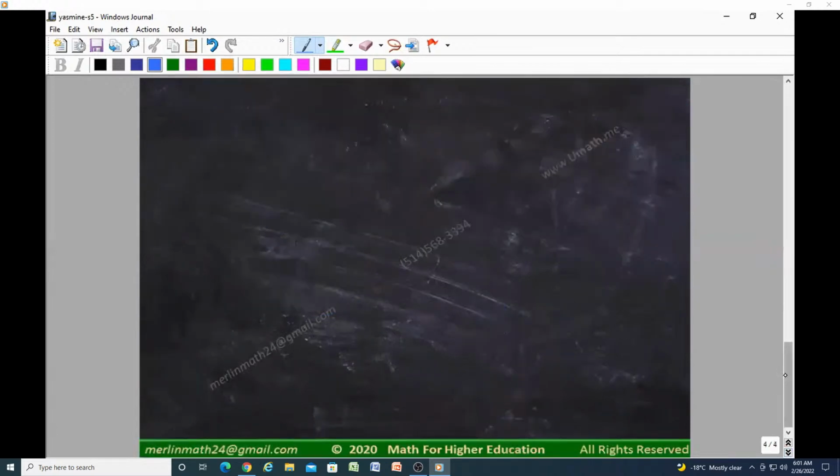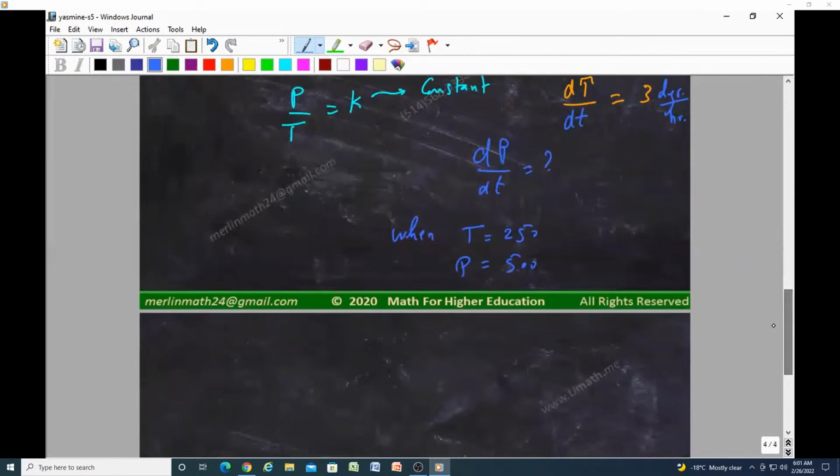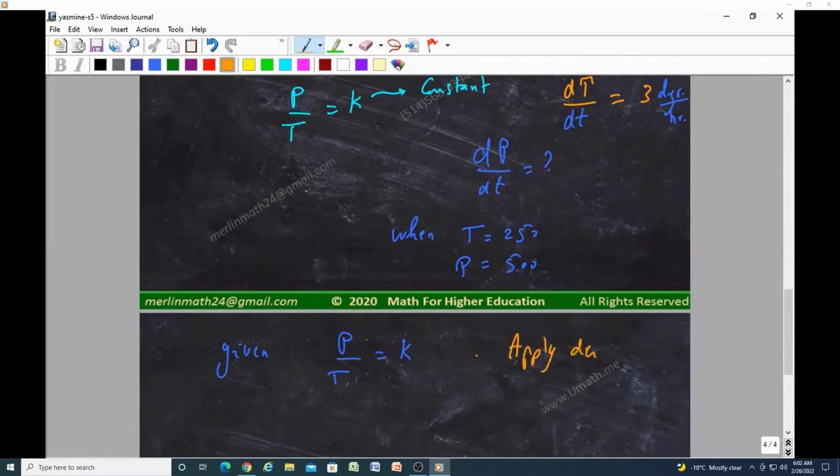So let me rewrite again. So I would say given a pressure over time equals constant. Now, what shall I do? I should find dP over dt. I don't see it. What do I do to get this look? I should derive. I would say derivative, okay? Apply derivative on both sides.